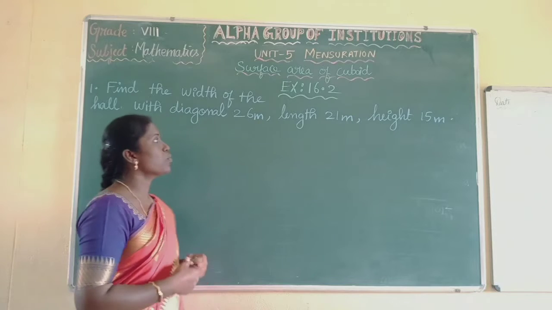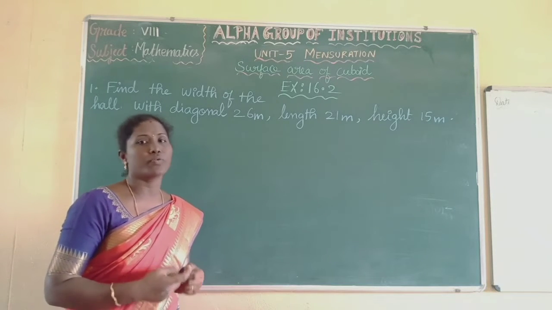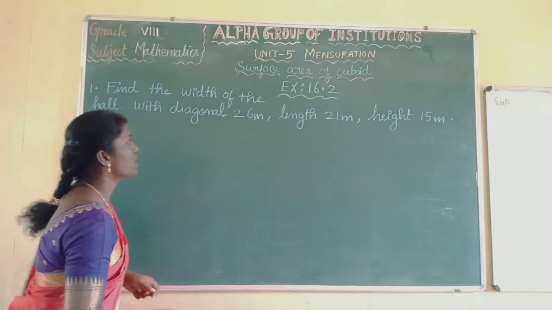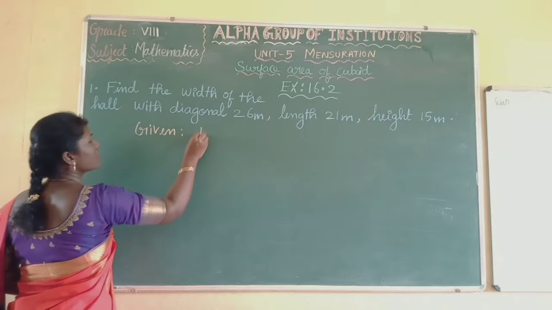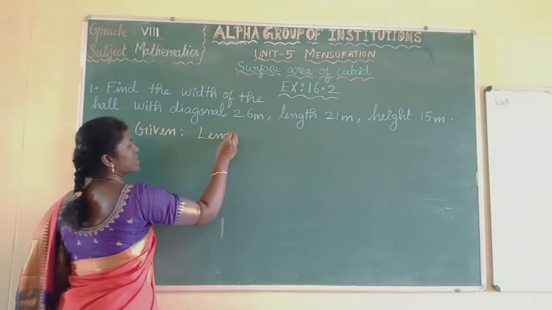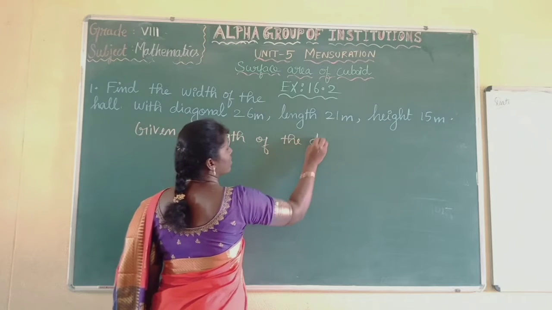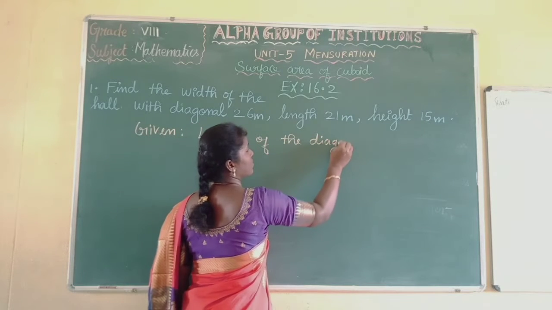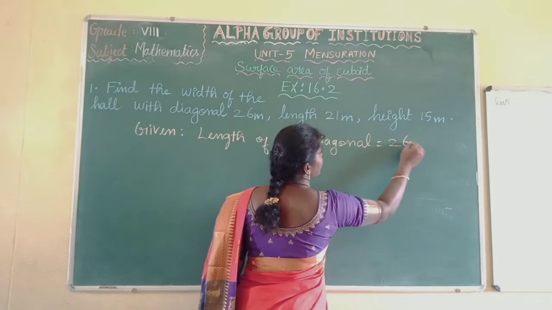What we have to find? The width of the hall. In other words, we have to find the breadth of the hall. So first write the given. So what are the things given here? Length of the diagonal. What is the length of the diagonal? Which is equal to 26 meter.